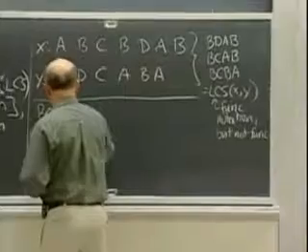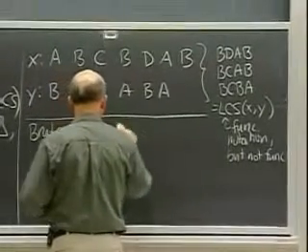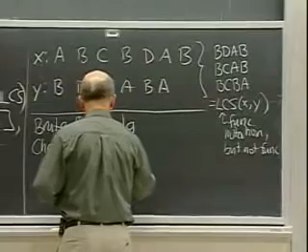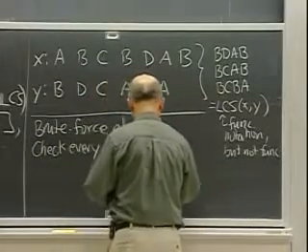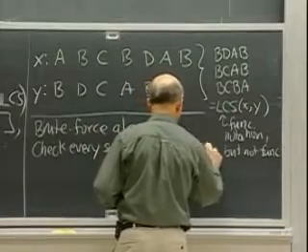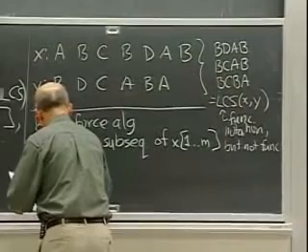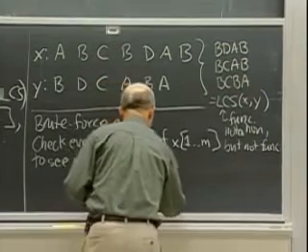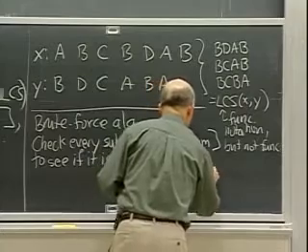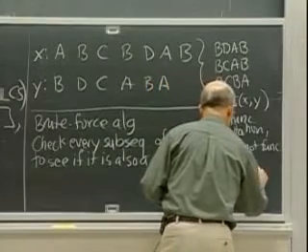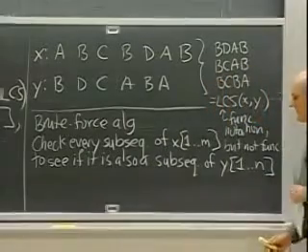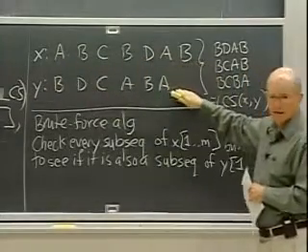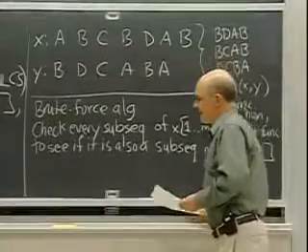Let's see. So there's a fairly simple brute force algorithm for solving this problem, and that is, let's just check every subsequence of x from 1 to m, maybe some of you did this in your heads, to see if it's also a subsequence of y of 1 to n. So just take every subsequence that you can get here, check it to see if it's in there. Okay? So let's analyze that.